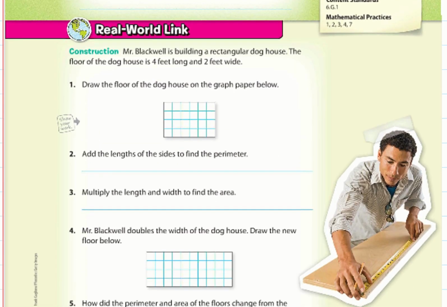So the real world link. It says, draw the floor of the doghouse on the graph paper. Mr. Blackwell is building a rectangular doghouse. The floor of the doghouse is 4 feet long and 2 feet wide. So if I have it as 1, 2, 3, 4, and then 1, 2. So 4 feet long and 2 feet wide.